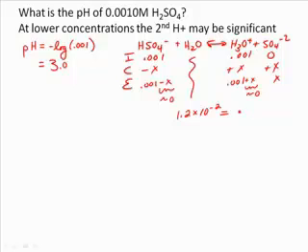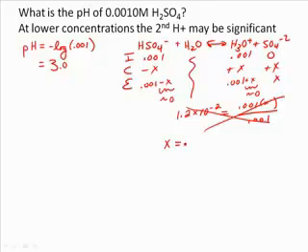Well, we're going to get 0.01 times x divided by 0.001, which means we get an x of 1.2 times 10 to the minus 2, which is larger than our initial concentration, which of course makes no sense. So that right there tells us we cannot do that, and we've got to do the quadratic. So if you solve the quadratic for this, you're going to get the value of x as 4.5 times 10 to the minus 3.